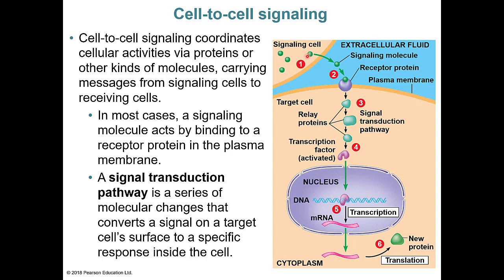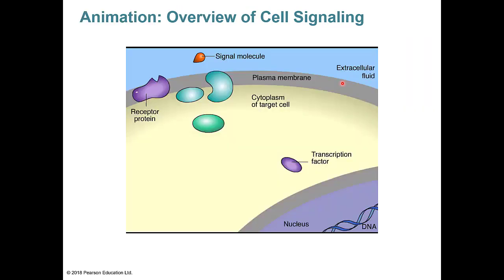This also means that a signaling cell on this side will only communicate with certain types of cells. They're not going to communicate with all types of cells. Other cells that they don't talk to don't have the right receptor proteins there. The sender and receiver are very specific. Here's an overview of cell signaling.